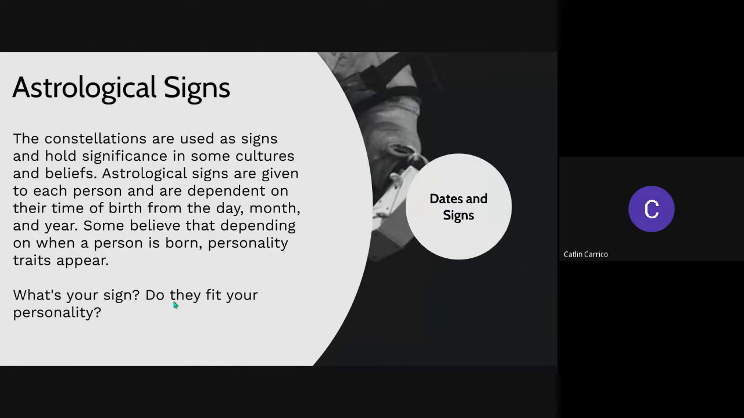Astrological signs, the constellations, are used as signs and hold significance in some cultures and beliefs. Astrological signs are given to each person and are dependent on their time of birth, from the day, month, and year. Some believe that depending on when a person is born, personality traits appear. So you're going to ask yourself, what's your sign, and do they fit your personality?